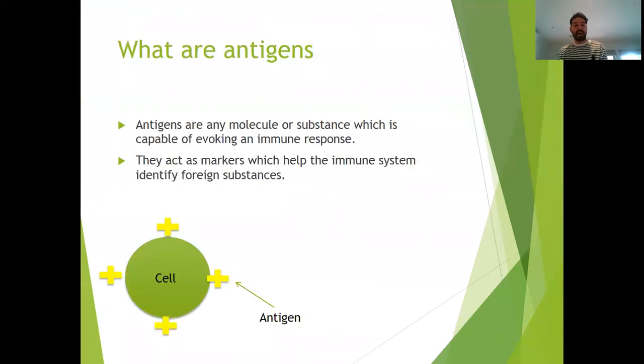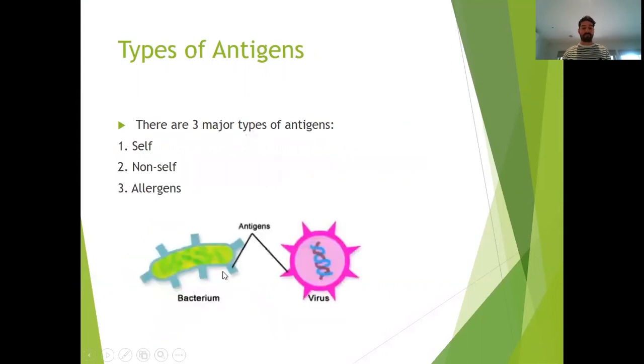So antigens are any molecule or substance which can cause an immune response. So it's something that makes our immune system react in some way. And our body actually uses them as markers to identify foreign substances. So here you could see, for example, a cell, and attached to it are its antigens or its markers. There are three types of markers or antigens. You've got self-antigens, and then you've got non-self and allergens. We'll break down what each of those means.